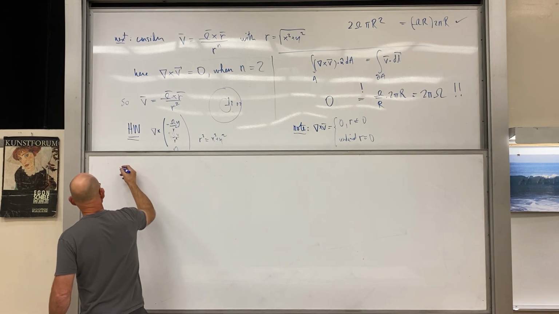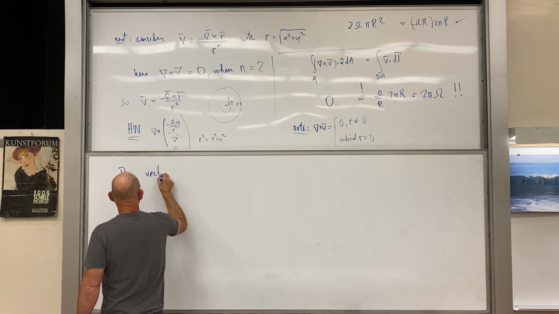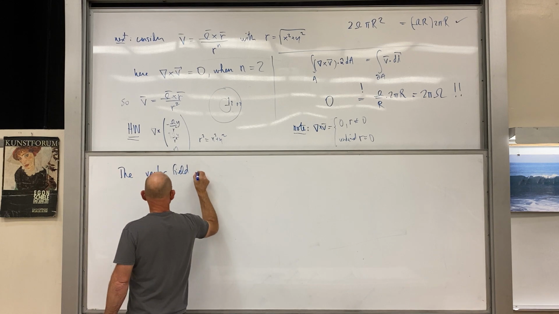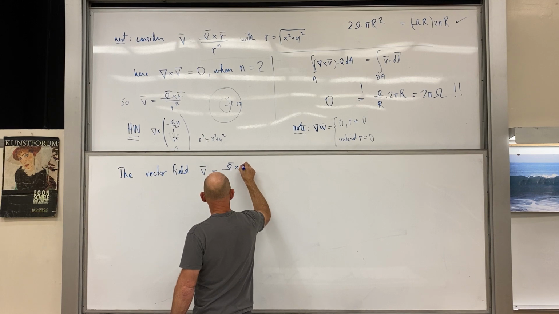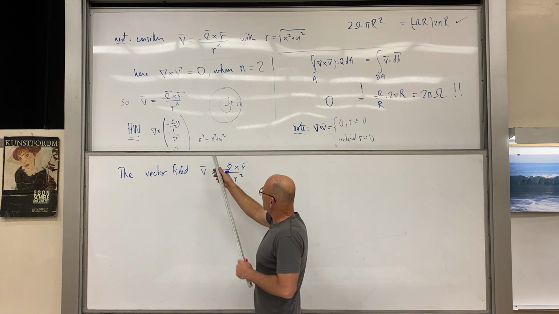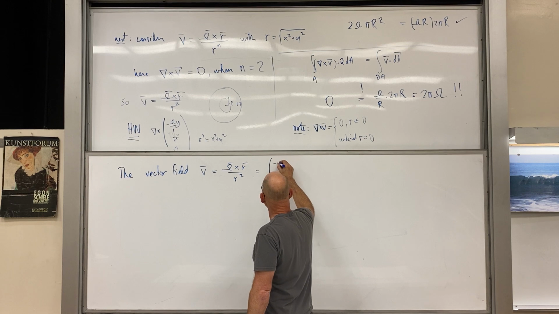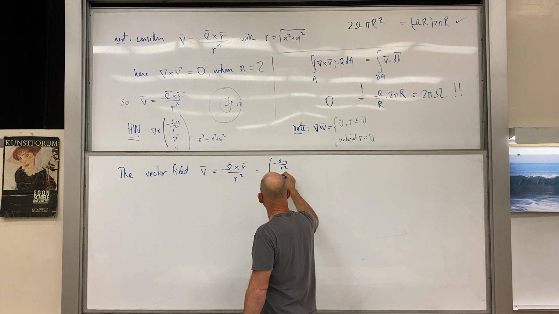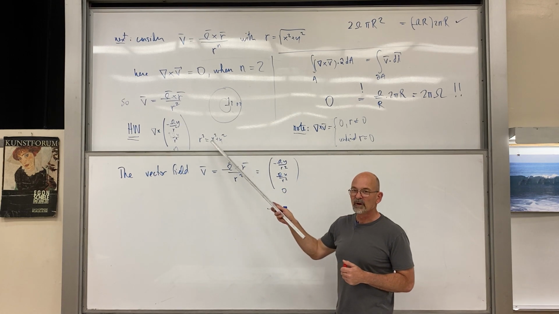Okay, so the vector field B is equal to omega cross r over r squared, and more explicitly, this one right here is equal to minus omega y, omega x over r squared, 0. Here r has to be x squared plus y squared.